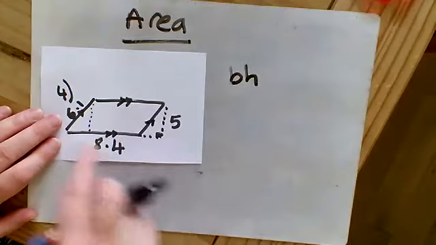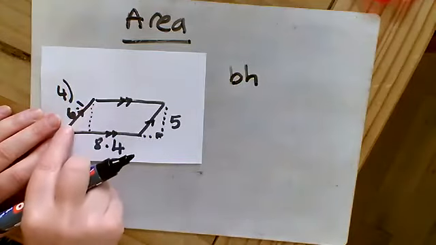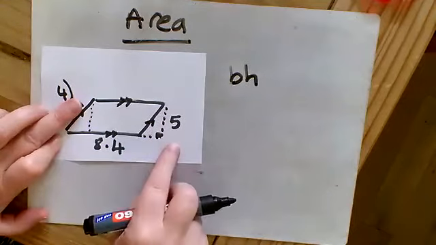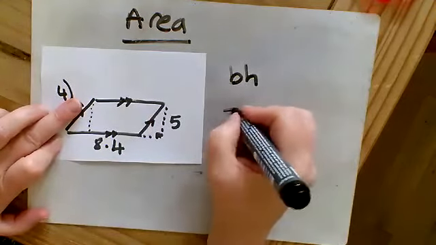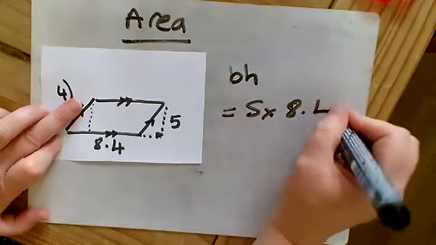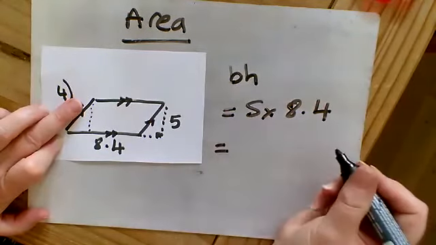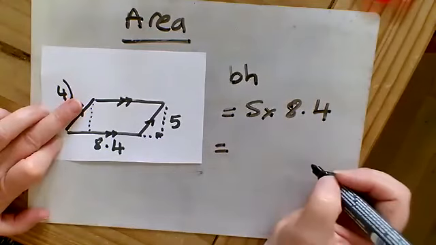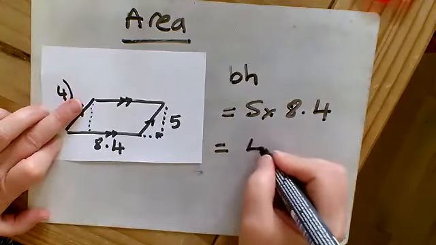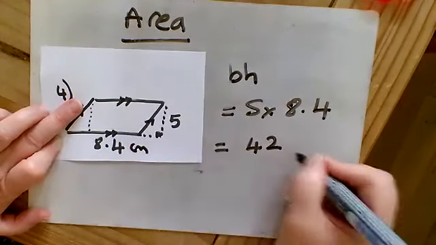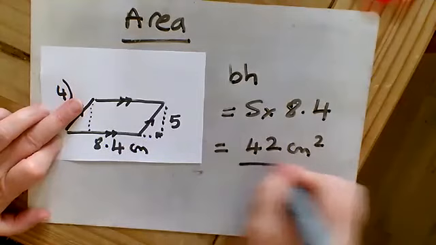Now on this example, I've been given the length of one of the slanted sides. I just ignore that. I don't need it to work out the area. So this would be 5 times 8.4. Now I know 10 times 8.4 is 84, so 5 times is going to be half of that, so that's 42. 42, again, centimetres squared.